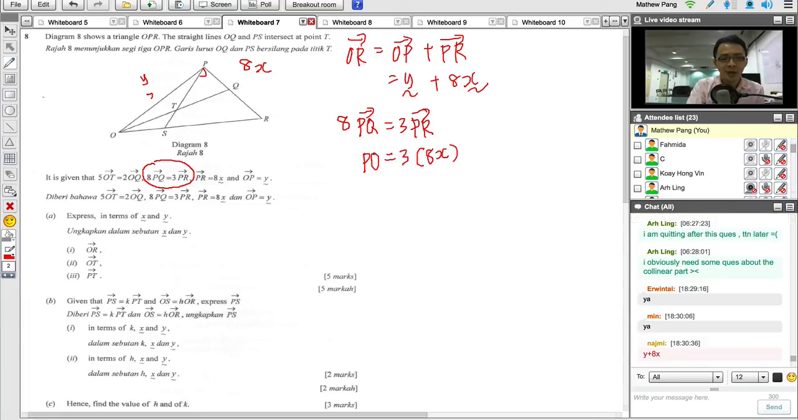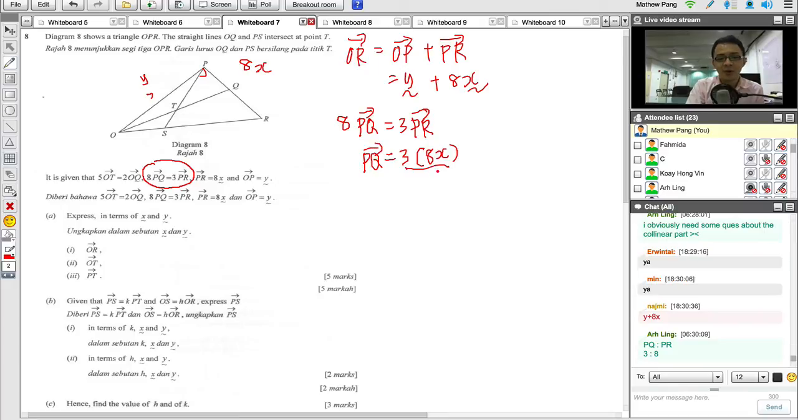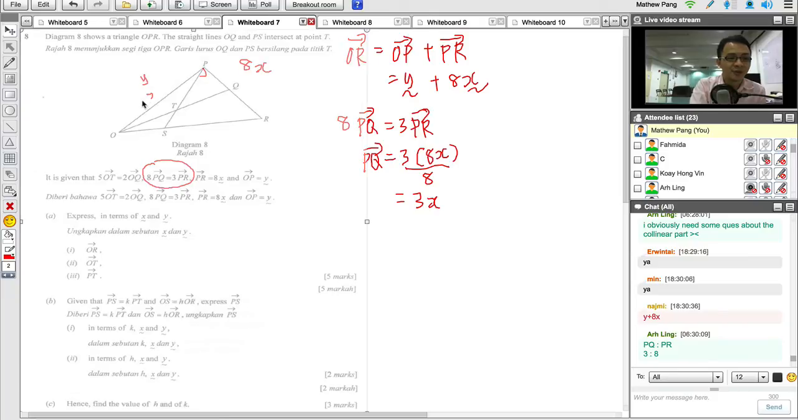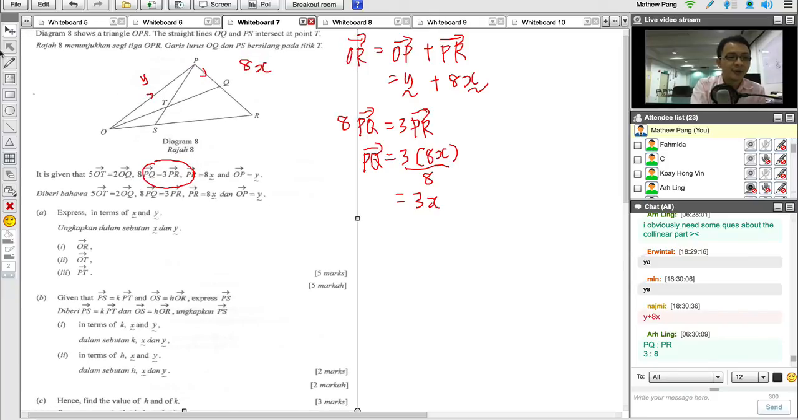Alright, so PQ, I move the 8 to this side, will be over 8, right? So PQ will equal 3x. If PQ equals 3x here, oh my god, I shifted that one and the arrow also changed. So if this PQ I got is 3x, obviously this one is 5x. Alright, you got the idea. 8 and 8 I simplify, I got 3x.